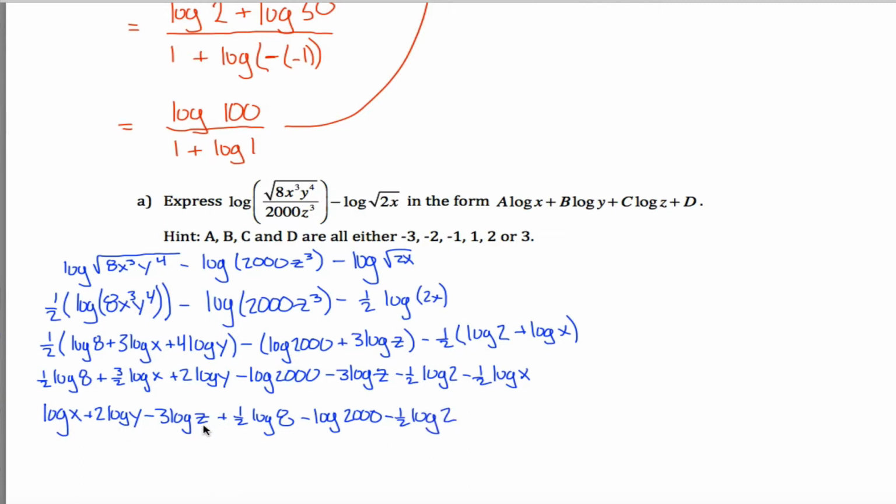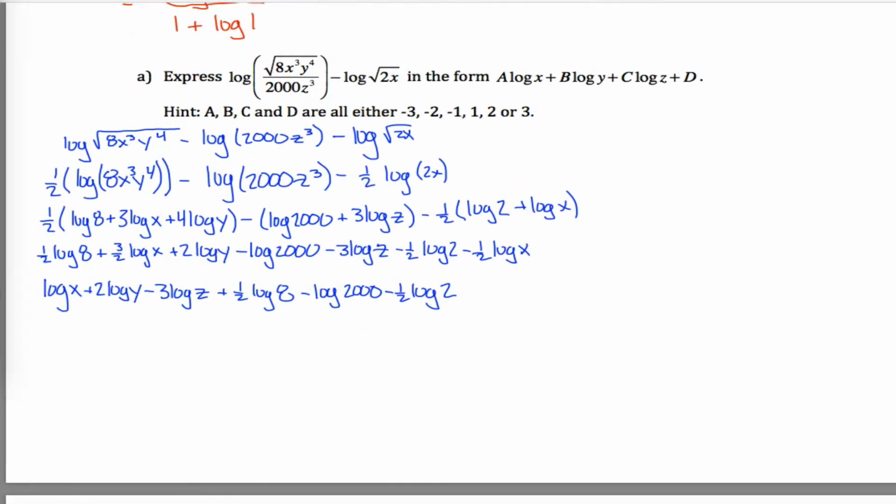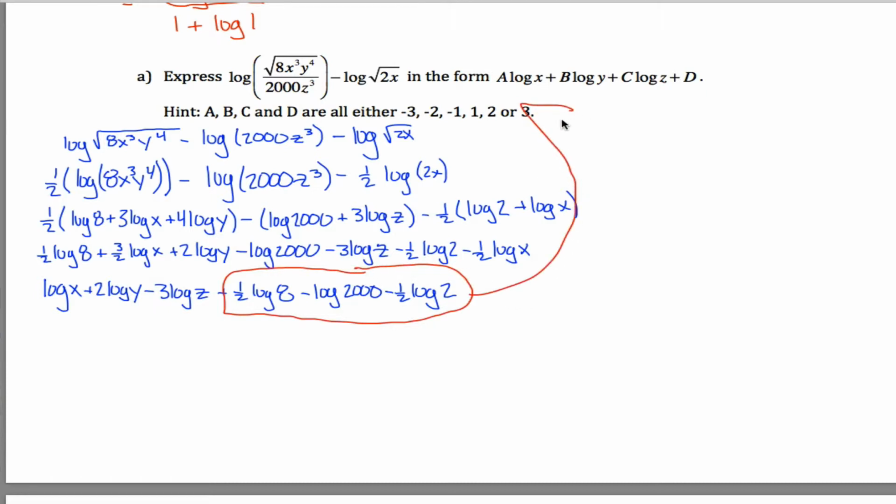So the x, the y, the z, those are all taken care of, and sure enough the coefficients are 1, 2, and -3, which are all on my list. Just have to figure out what this mess is equal to. Maybe I'll do that off to the side. All this stuff I can figure out. It's a little messy. I can figure it out up here on this side.